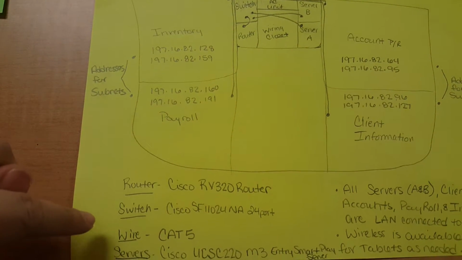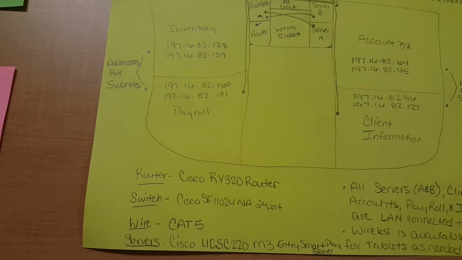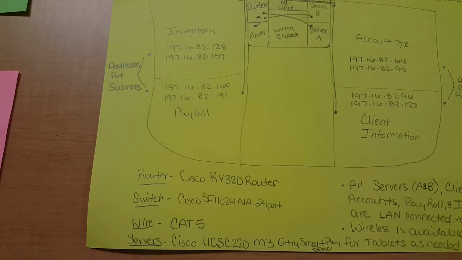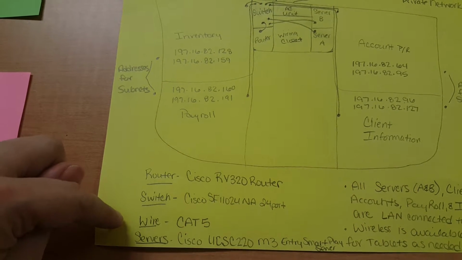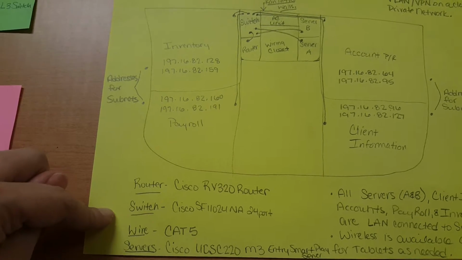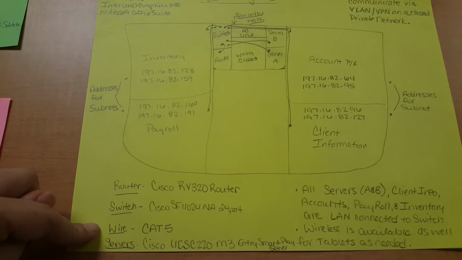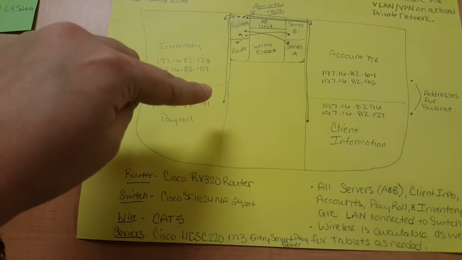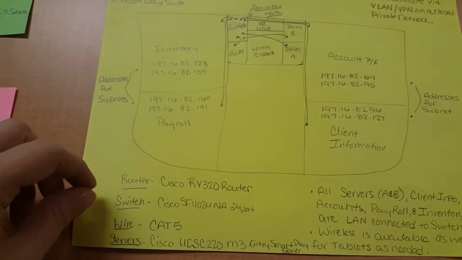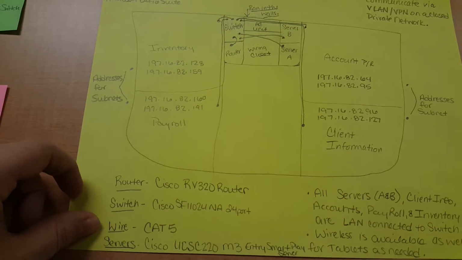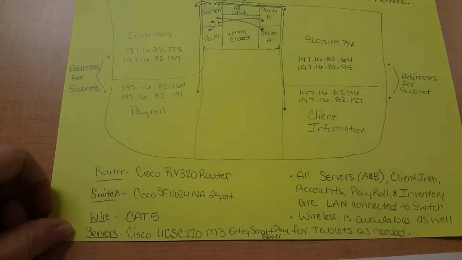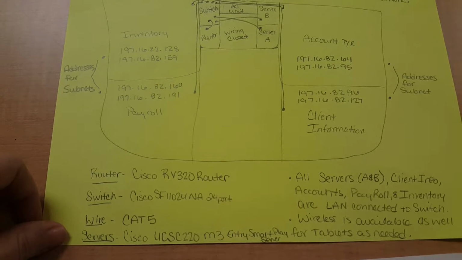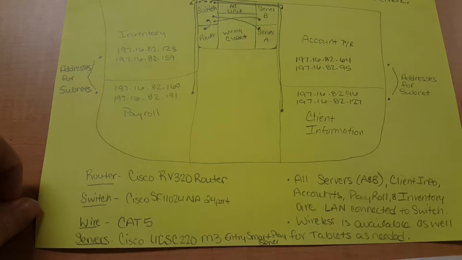Also in this building, you will see that we have a switch, a Cisco SF11024NA that holds 24 ports. This can be added to another switch to add more. The wiring in this building, which as you can see is wired from the switch to each individual room, is Cat5, and the servers are Cisco UCS220 M3 entry Smart Play servers.